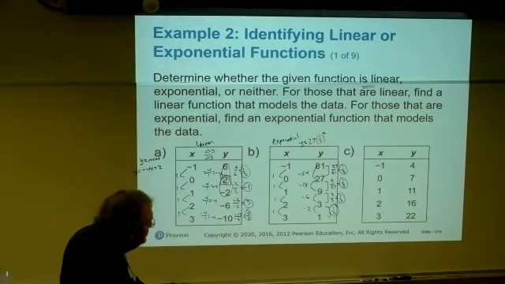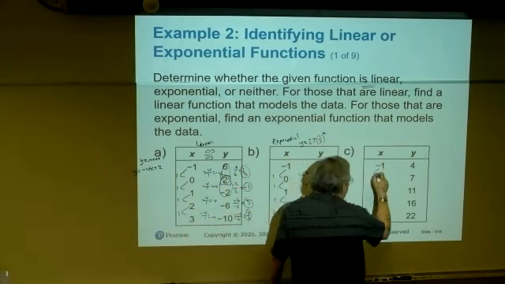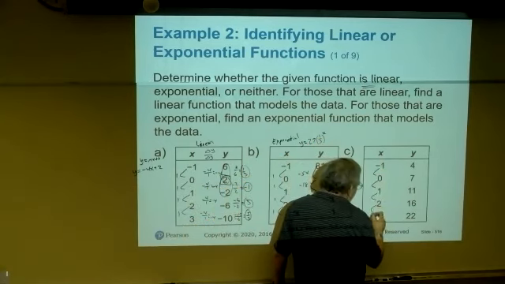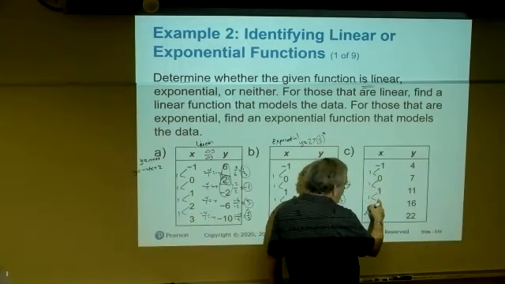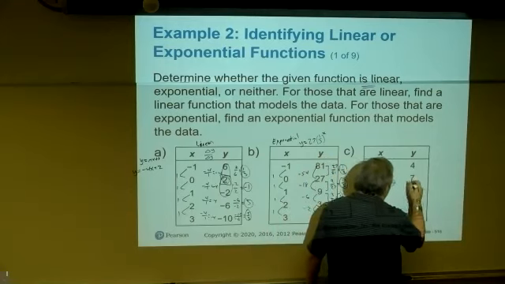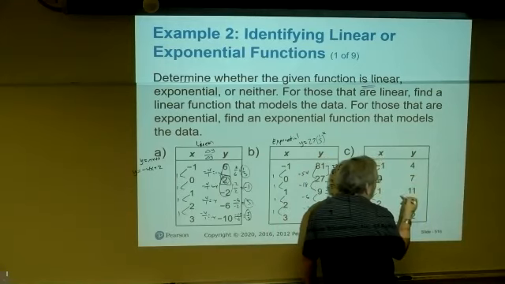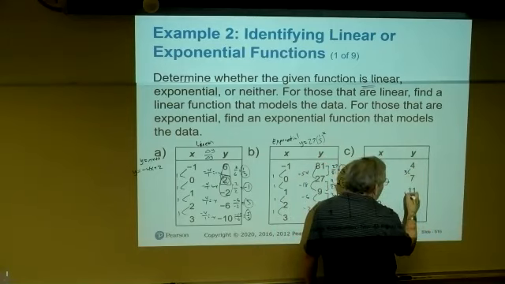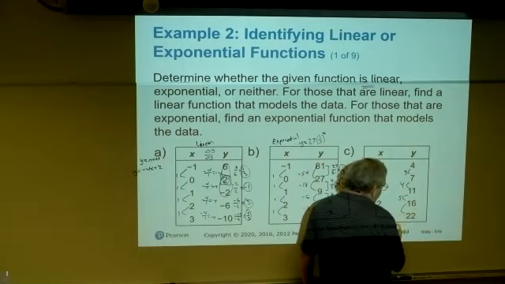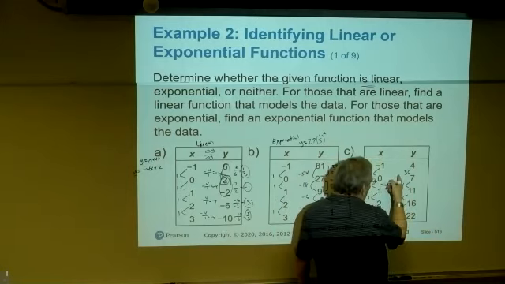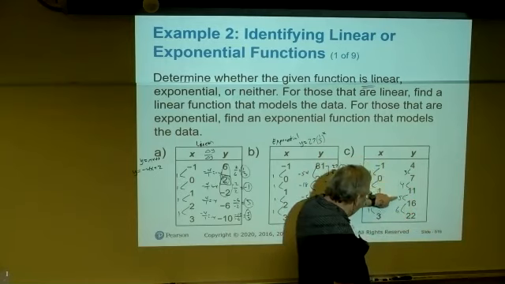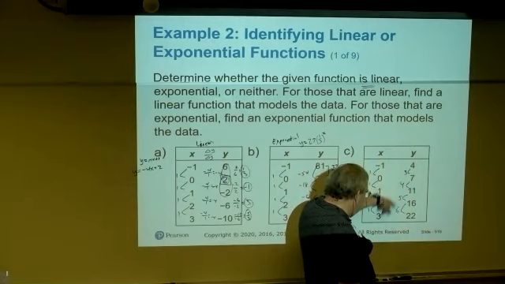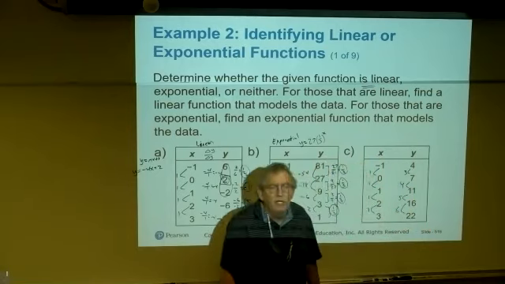On letter C, we do the same thing. Again, the x's change by 1. I add 1, I add 1, I add 1, I add 1. And here this changes by 3, and then this changes by 4, and this changes by 5, and this changes by 6. So 3 over 1, 4 over 1, 5 over 1, 6 over 1, these are my changes. They're not all the same number, so it's not linear.